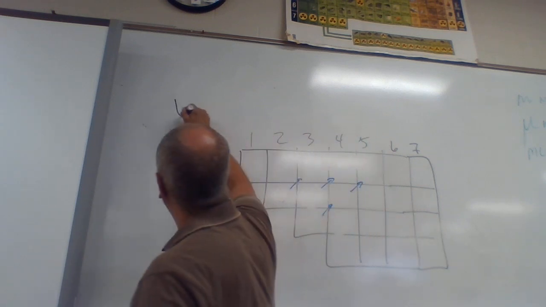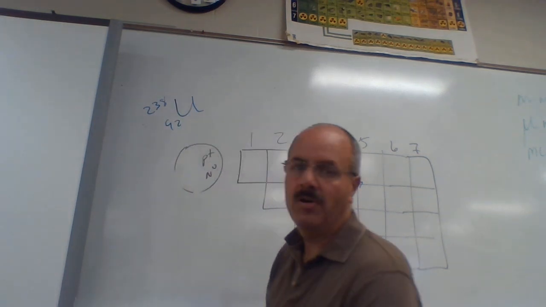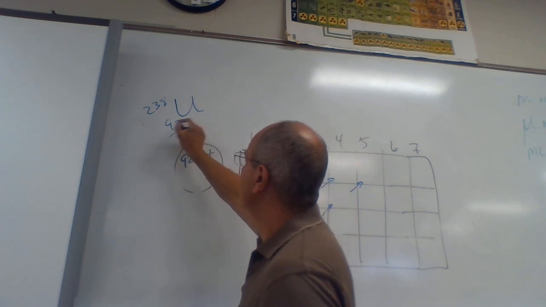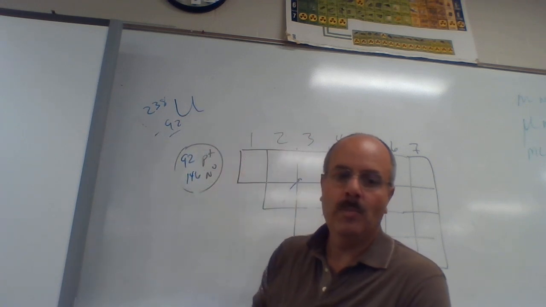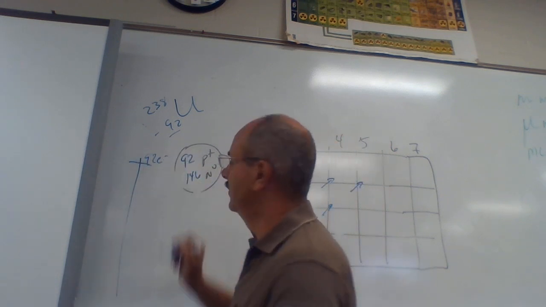All right, uranium is 92 and 238. So how many protons does he got? He's got 92 protons. How many neutrons? Subtract those two, that's like 146. So how many electrons does he got? He's got 92 electrons that we got to put up there.